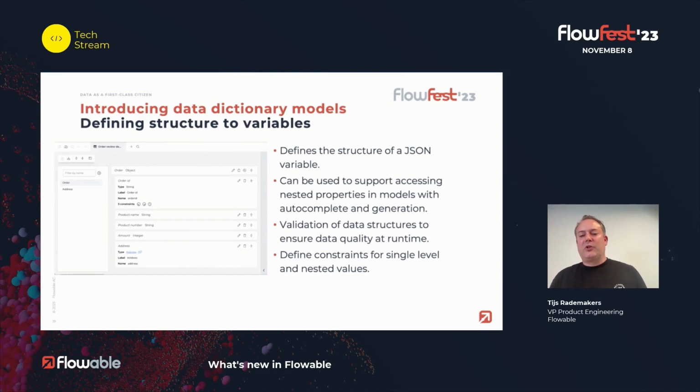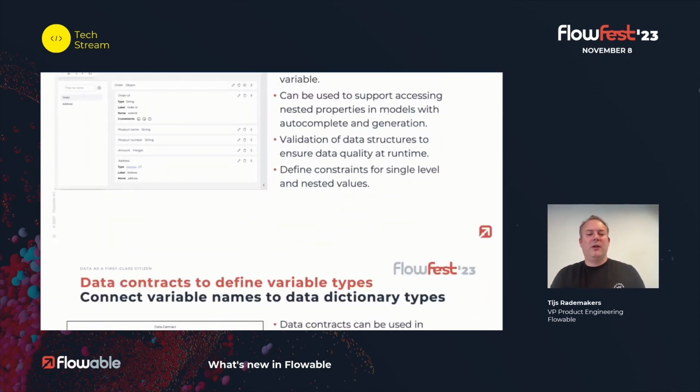You can define constraints. So you can say this field is required. Here we have a min length or max length of this value. So you can define regex expressions so that you can define a lot of constraints there. And then when you use this data dictionary type, it gets validated automatically. So when you connect, for example, a variable to an order data dictionary type, we make sure that the structure is correct and matches all the constraints that are defined. So it really improves the data quality of your variables.